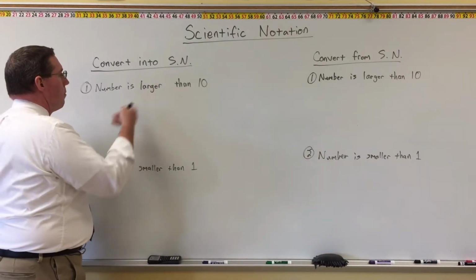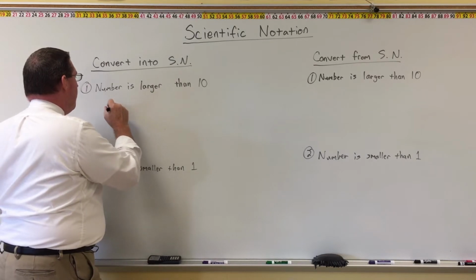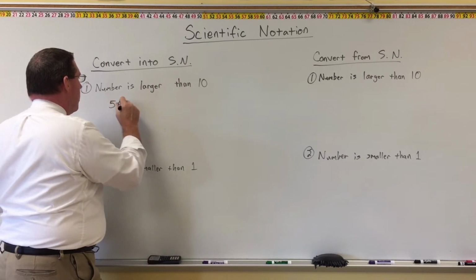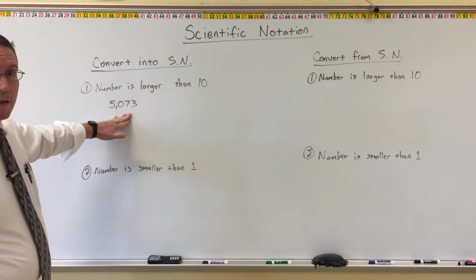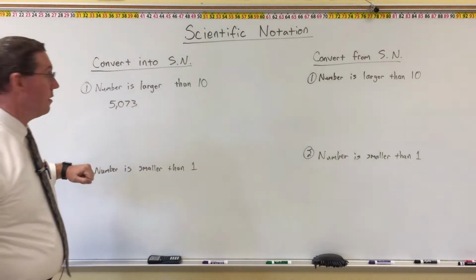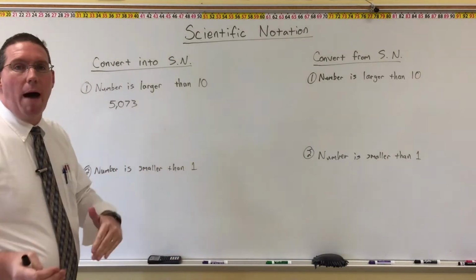Okay. All right. So I'm going to give you a number that's larger than 10. Let's say 5,073. So let's say we want to convert 5,073 into scientific notation. All right. Well, here's what I'm going to show you my way.